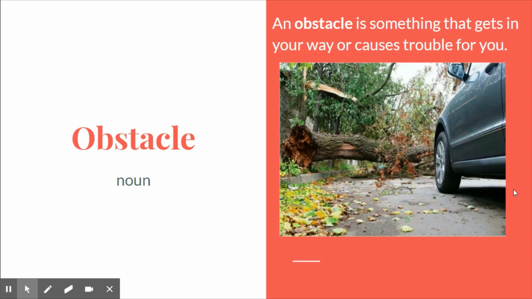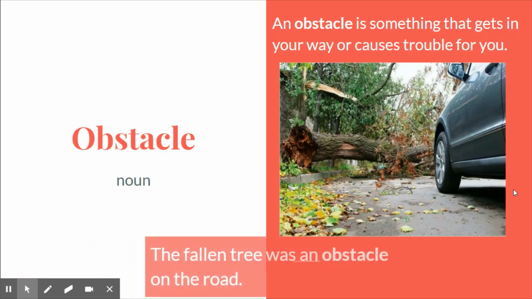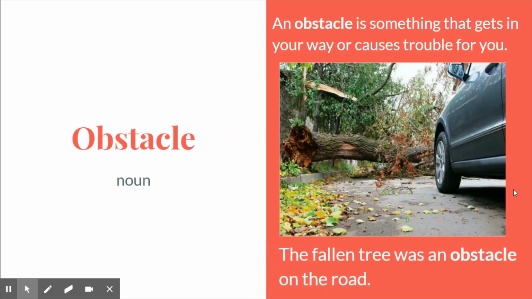Look at the illustration and let's go ahead and read that definition together. An obstacle is something that gets in your way or causes trouble for you. And we're just going to go ahead and use that word in a sentence. The fallen tree was an obstacle on the road. Okay, let's go ahead and read it. The fallen tree was an obstacle on the road. One more time. The fallen tree was an obstacle on the road.